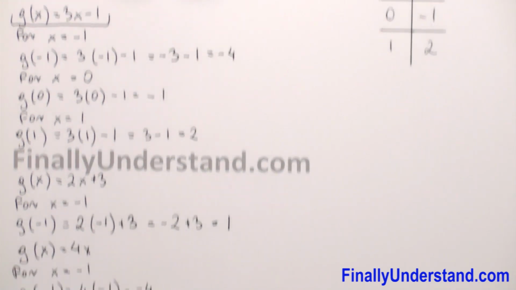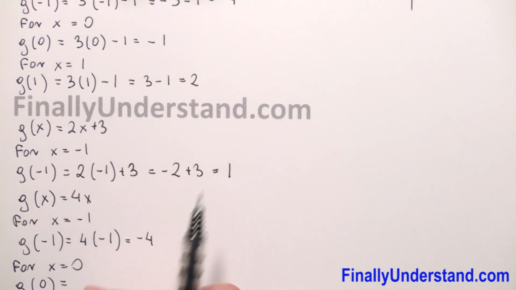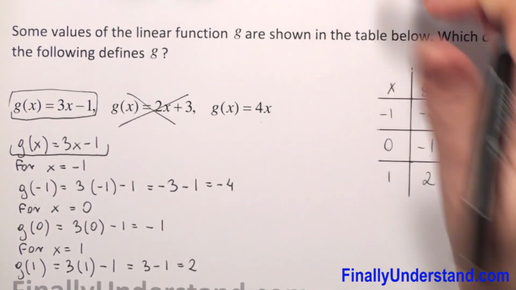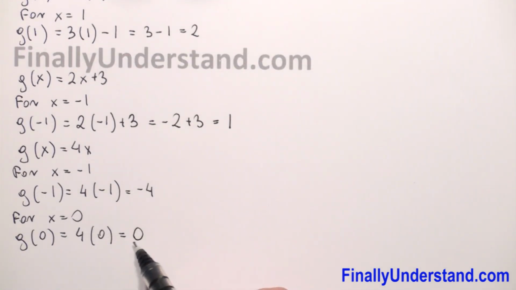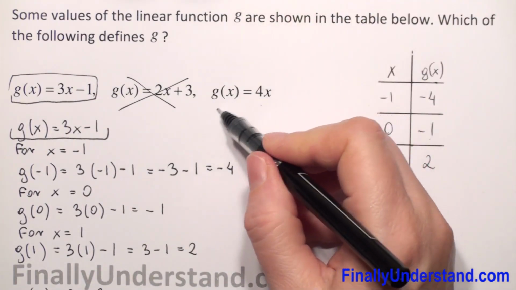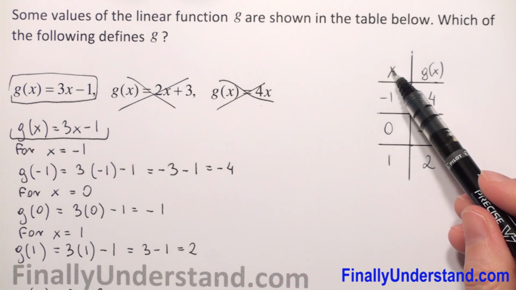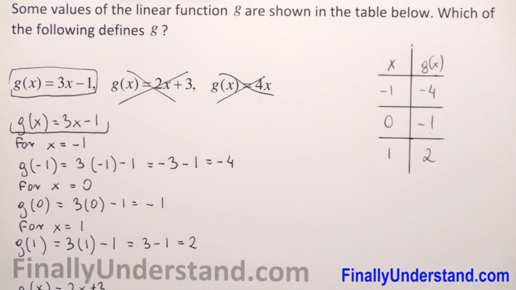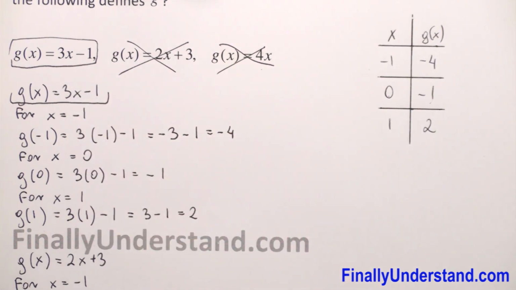Let's see what will be for x equals 0. For x equals 0, g of 0, we have to substitute x by 0. So 4 times 0 is equal to 0. And what we have in our table for x equals 0, the value is -1. So it's different. In our expression, we got that g of 0 is 0. So the third function cannot be our function either, only the first, because we check every value of x, and for every x we got the same value as we have in our table. That's why we can choose the g function that is defined by the expression 3x minus 1. This is my solution.